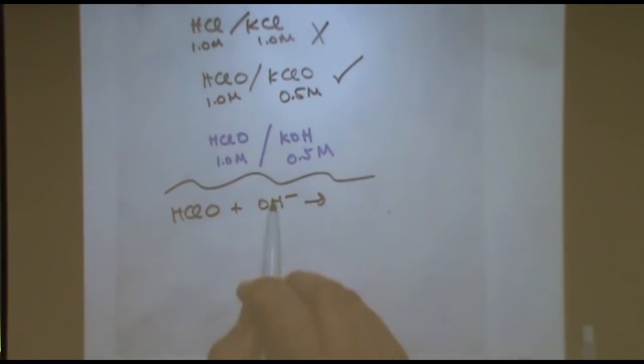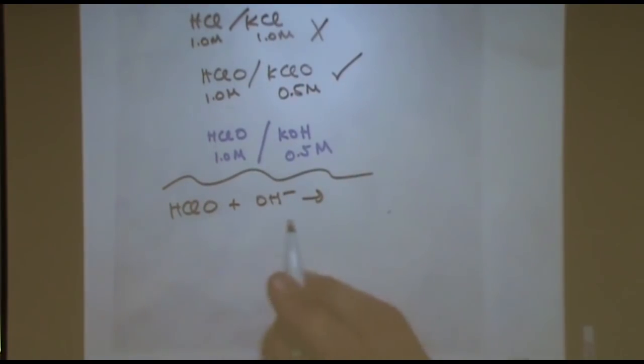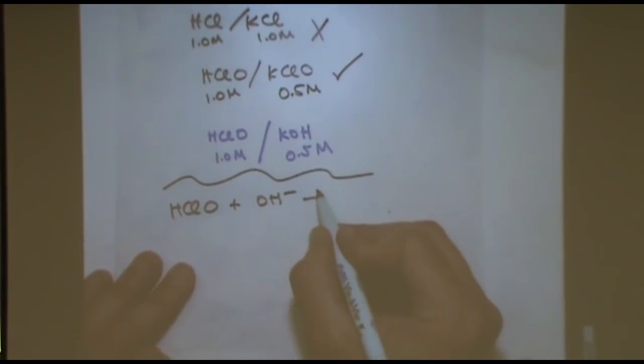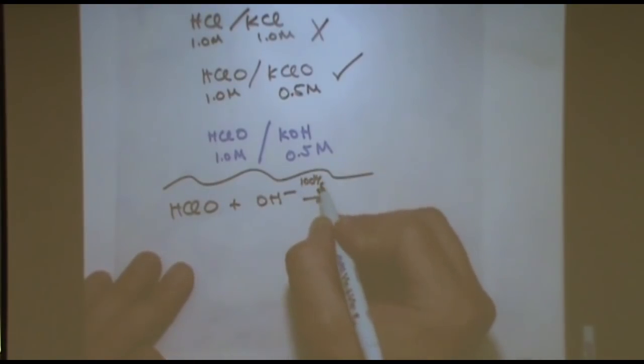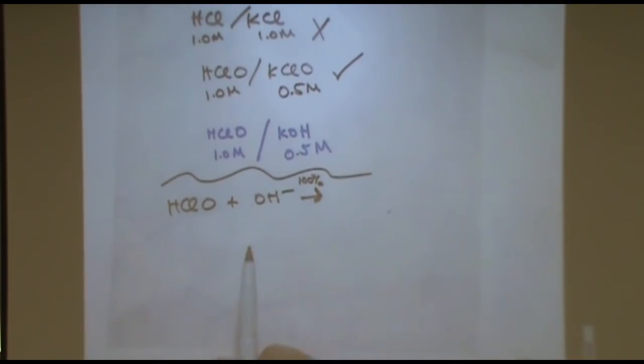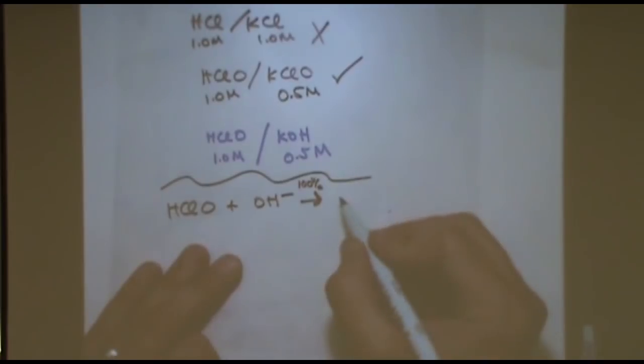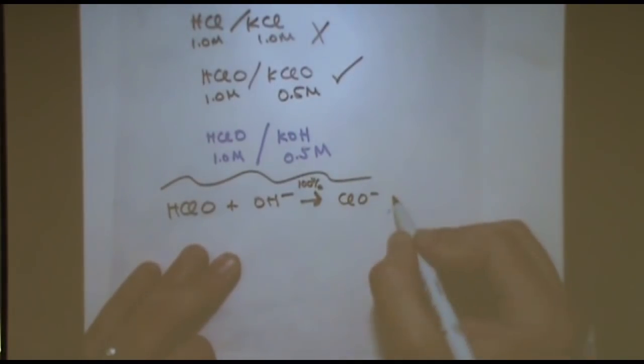Why am I dropping the K, by the way? It's a spectator ion. It's a conjugate of a strong. Why am I writing the arrow like this? It goes 100%, but why? Yeah, whenever you have a strong acid or base in the reactants, it drives the reaction forward 100%. So let's write out the reaction.